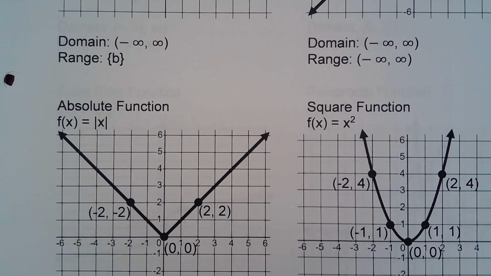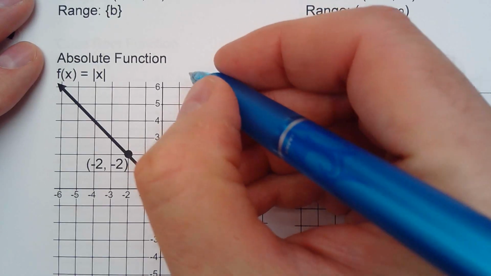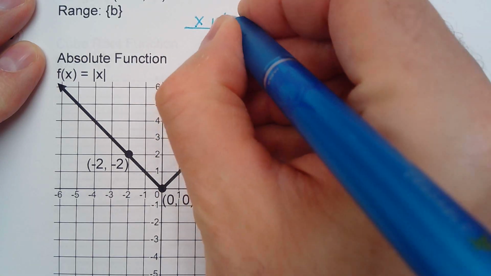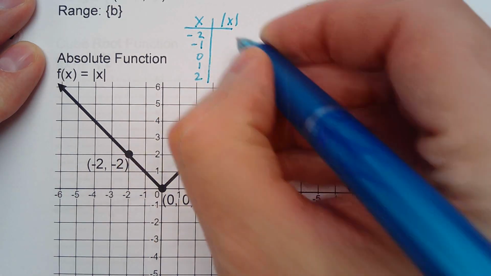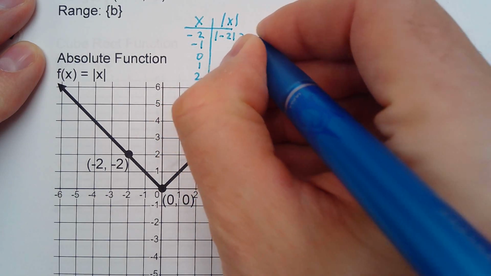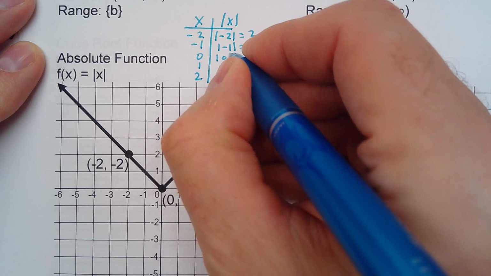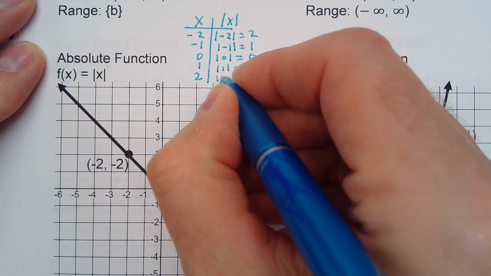Now, the next function we're going to talk about is the absolute value function. And remember, the absolute value function, any value I plug in for x, it's going to make the value positive. So if I were to do a quick little table here, if I take the absolute value of -2, that's positive 2. The absolute value of -1 is positive 1. Absolute value of 0 is 0. Absolute value of 1 is positive 1. And absolute value of 2 is 2.